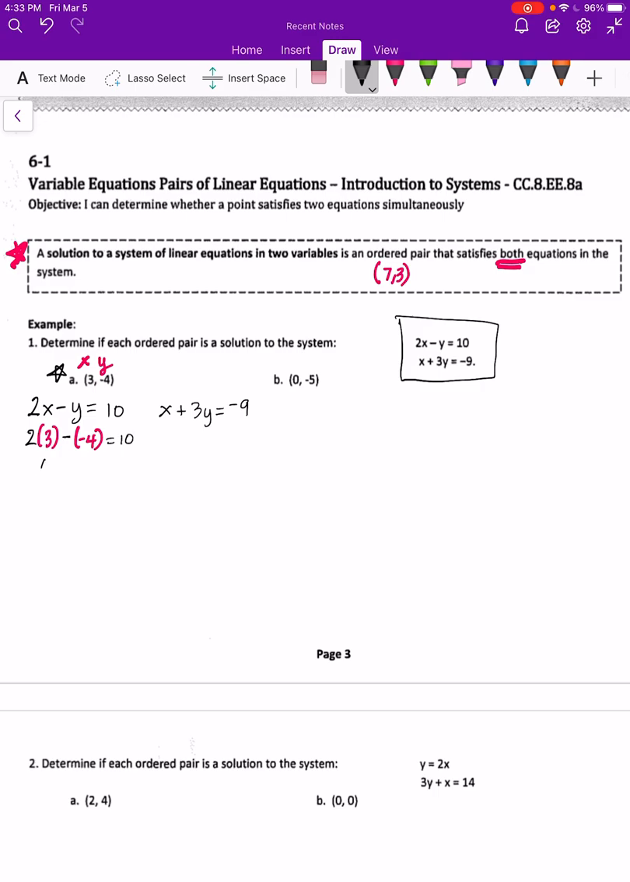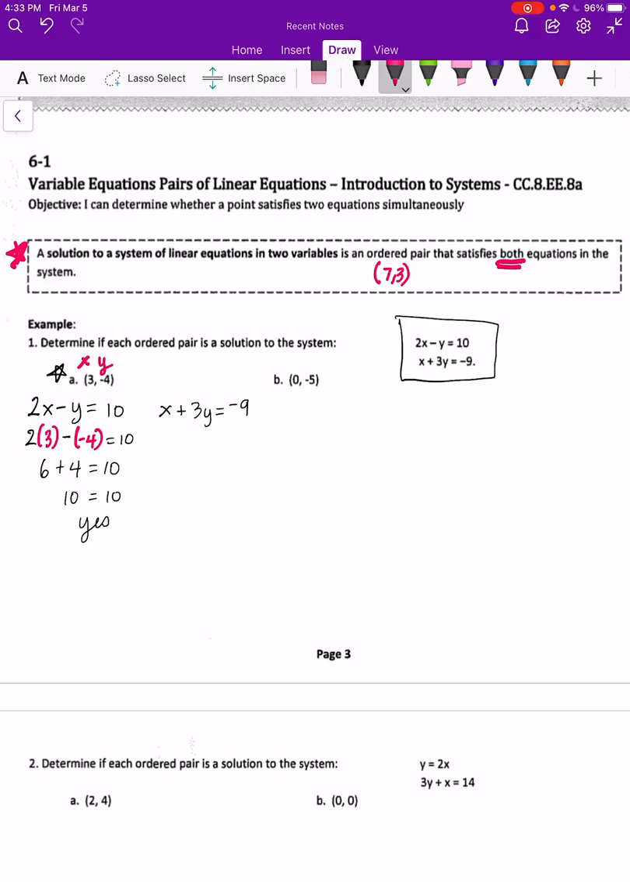2 times 3 is 6. Minus a negative makes it positive, so 6 plus 4 equals 10, and 10 equals 10. So far, so good. Yes, it works in that equation.